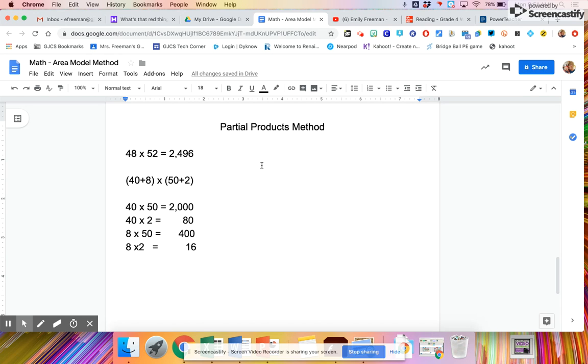So please let me know if you have questions on this method. Like I said, sometimes students like to move from the area model and drawing the boxes to this just because it's a little bit quicker once they understand where they're getting their partial products from.